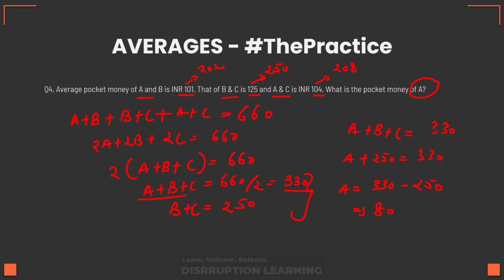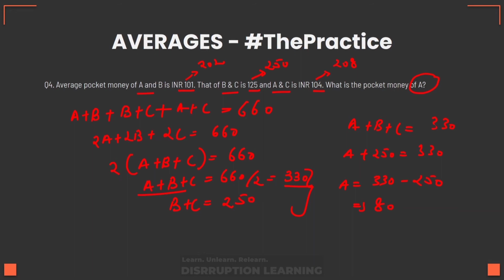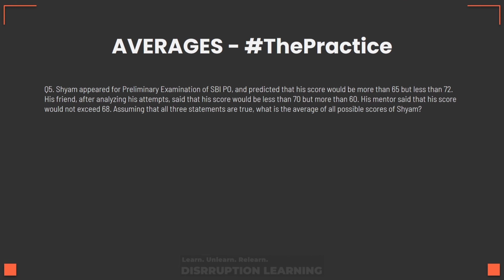than an averages question. So let's move to the next question now, the last question for the day. Sham appeared for the preliminary examination of SPI PO and predicted that his score would be more than 65 but less than 72. His friend, after analyzing his attempt, said that his score would be less than 70 but more than 60. Now his mentor said that his score would not exceed 68. Assume that all three statements are true. What is the average of all possible scores of Sham?